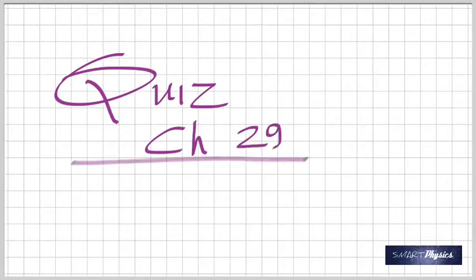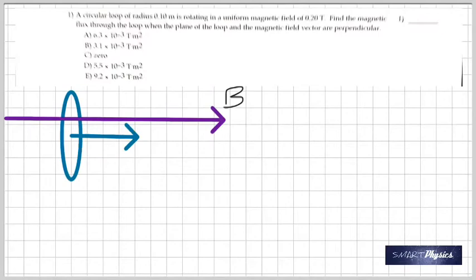Here are the answers to the quiz that we had today on chapter 29. The first question talks about a circular loop of radius 0.10 meter rotating in a uniform magnetic field of 0.20 Tesla. Find the magnetic flux through the loop when the plane of the loop and the magnetic field are perpendicular.